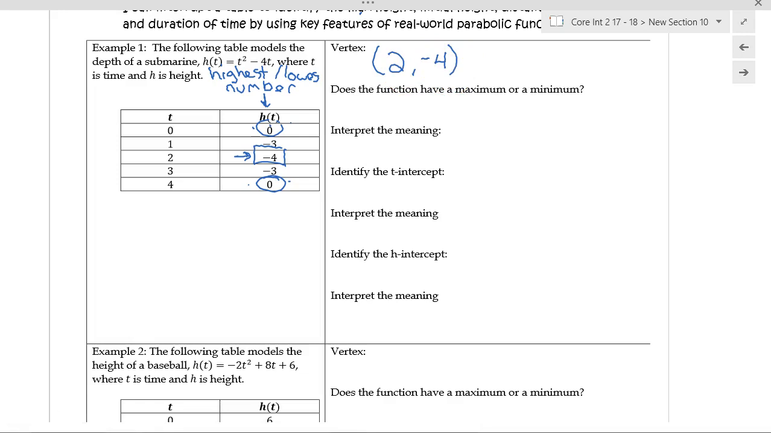Does this function have a maximum or a minimum? It has a minimum, because it's the lowest number.